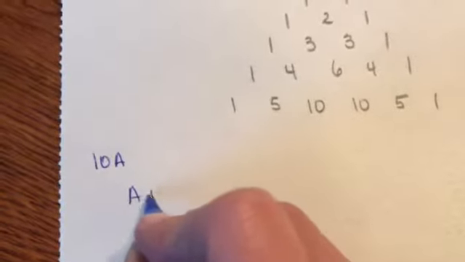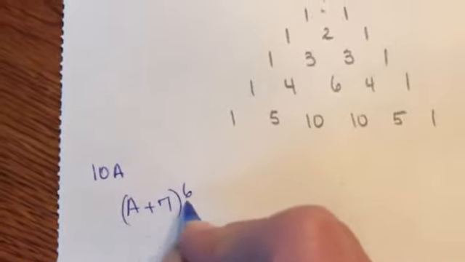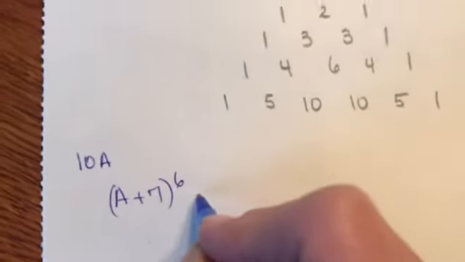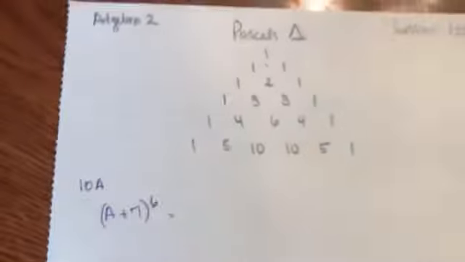What is it? A plus 7 to the 6th. You can hear my dog over here. Okay, we're going to take time to put him outside. There you go.